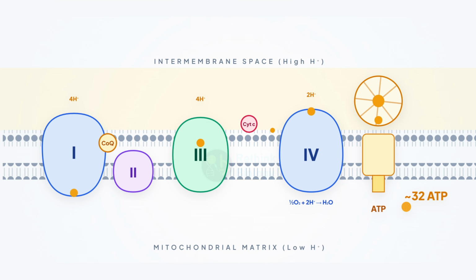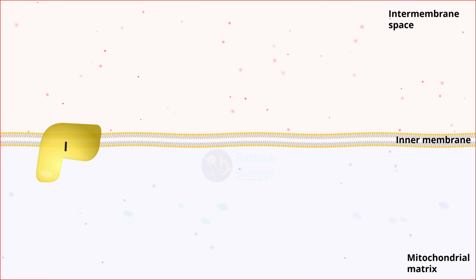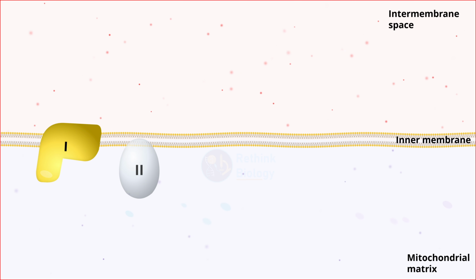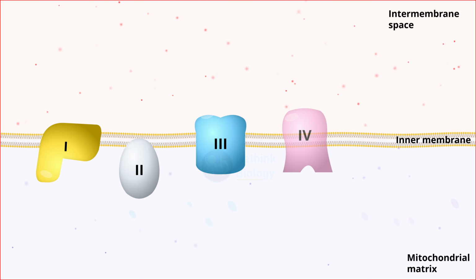Embedded right inside that inner membrane is the electron transport chain. The chain consists of a series of large protein complexes. There are 4 main complexes, numbered with Roman numerals. We have complex 1, complex 2, complex 3, and complex 4.